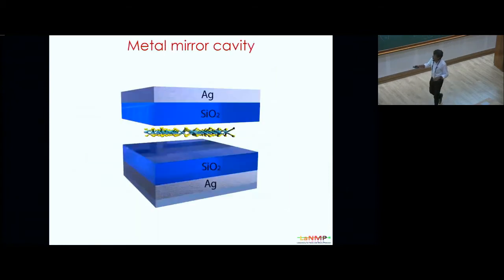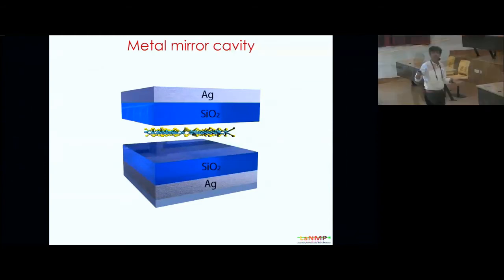In fact, we went to a much simpler cavity. This is just a silver mirror with silicon dioxide and silver, and we transferred this monolayer material. We went from the CVD grown large flakes to Scotch tape exfoliated samples, simply because they were much brighter and easier to work with.